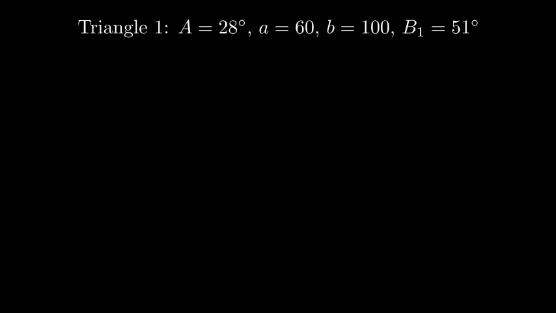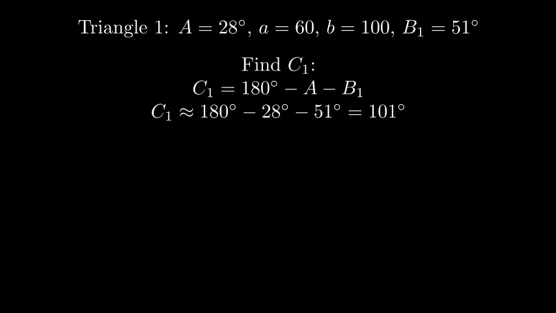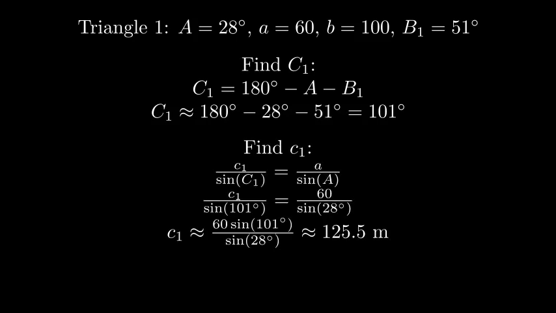Continuing with example 3, let's solve for each of the two possible triangles. First, let's consider the triangle with angle B equal to 51 degrees. We find angle C by subtracting A and B from 180, which gives us 101 degrees. Then, we find side C using the law of sines. C is approximately 125.5 meters. That's our first complete solution.